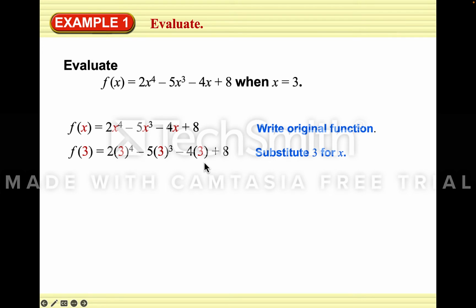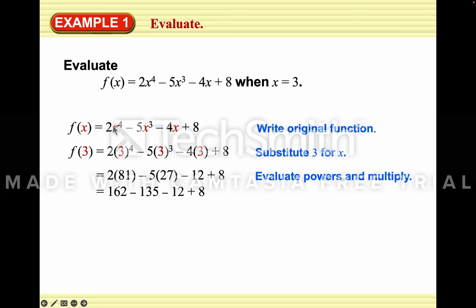So at this point, after we substitute in the 3, there's no more variable x's. We're looking at the case where x is 3. So we have 2 times 3 to the fourth minus 5 times 3 cubed minus 4 times 3 plus 8. And now we just simplify. So we're going to have 2 times 81 minus 5 times 27. We can go ahead and do 4 times 3 is 12, and then plus 8. So 162 minus 135 minus 12 plus 8 is going to give us 23. So f of 3 is 23. So for this function, when we input a 3, we output 23.